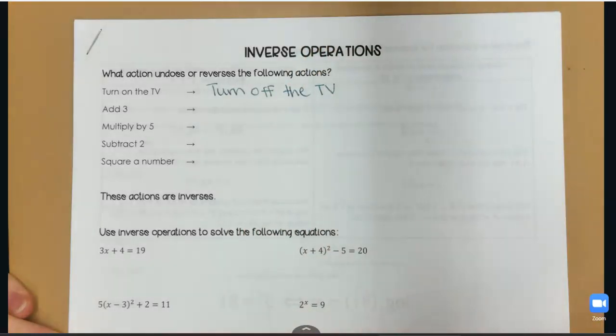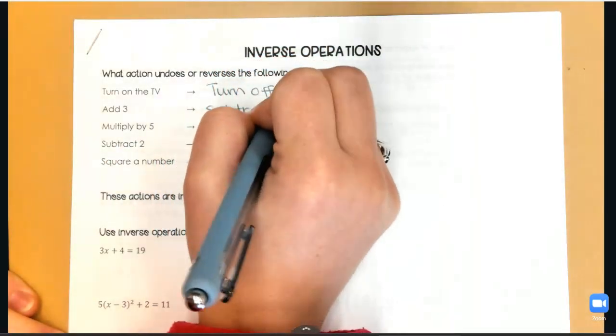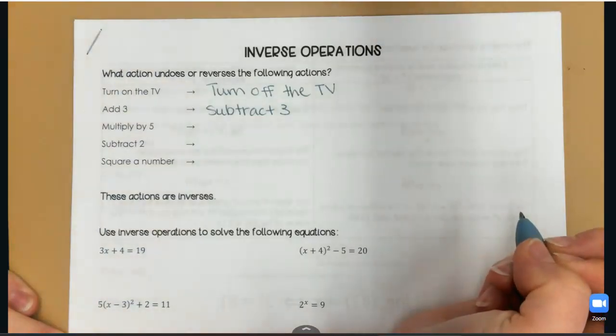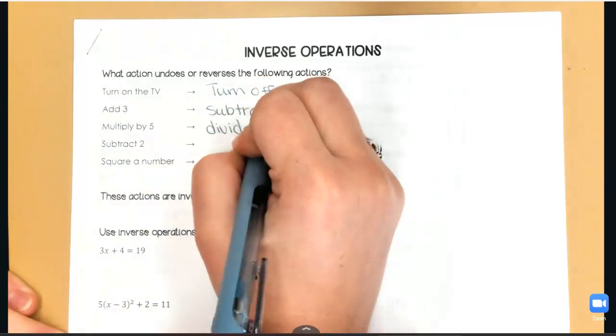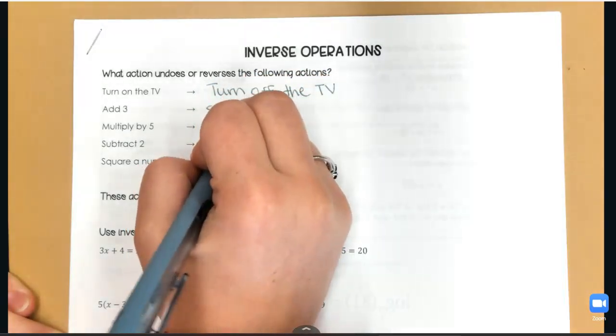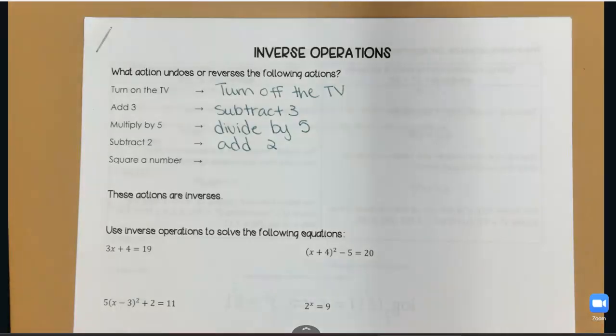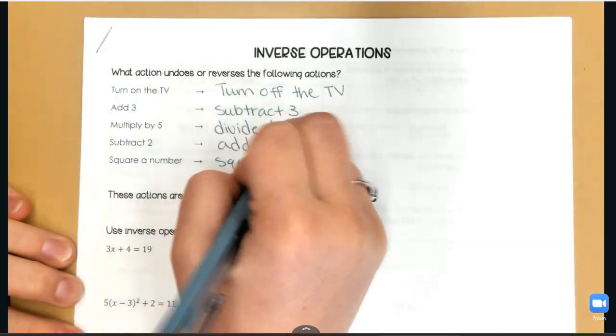What would undo adding 3? That would be subtracting 3. What would reverse multiplying by 5? Dividing by 5. What undoes subtracting 2? Adding 2. And what undoes squaring a number? Taking the square root of said number.